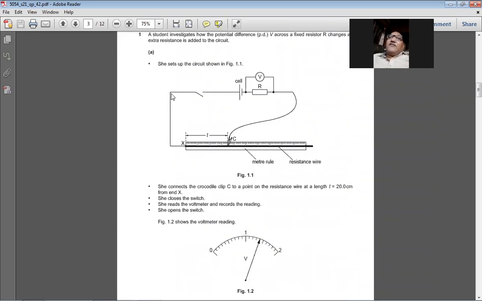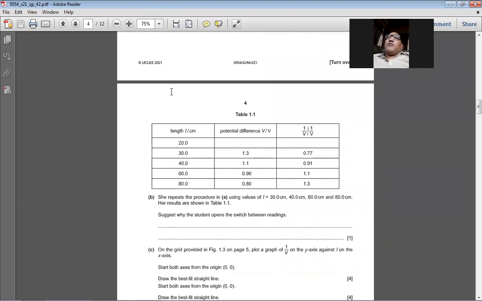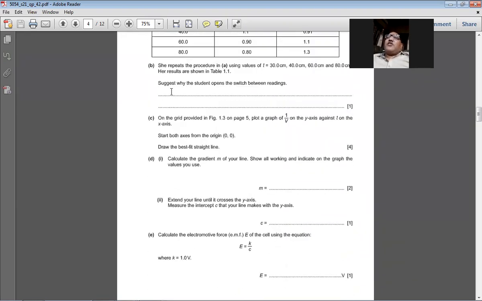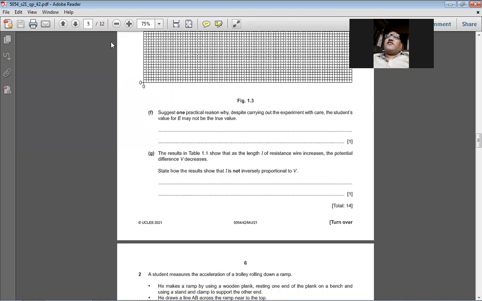So we are done with question number one. This is the whole question number one coming up on your screen. We are done with this question, and we have drawn the grid. This question number one is done. It's a 14 mark question, very important.